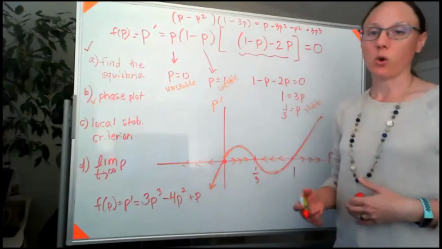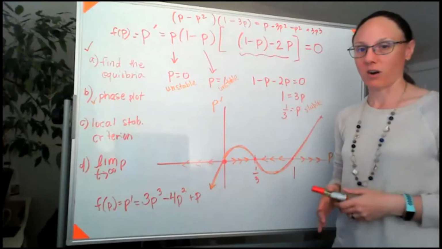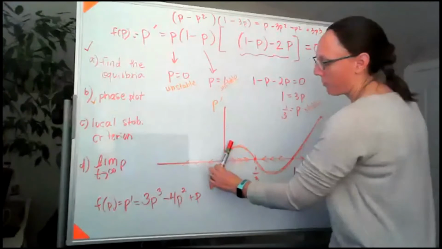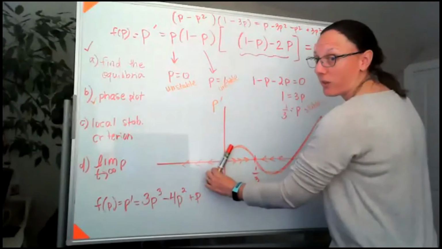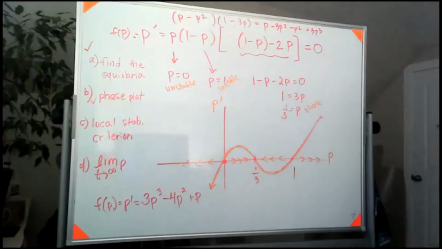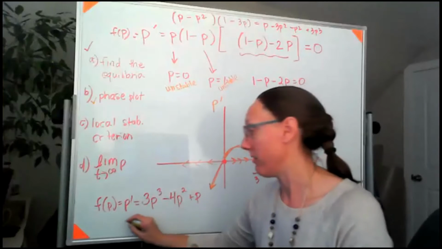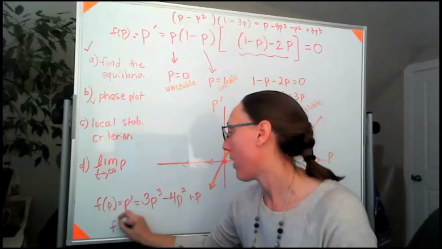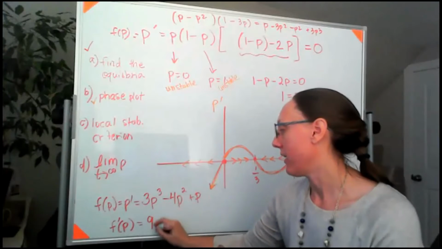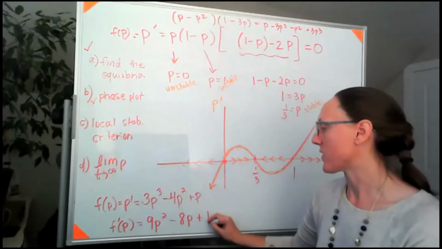So when we do that local stability criterion, what we're really looking for is on this curve, is my slope positive as I go through the equilibrium or negative as we go through the equilibrium? So I need to come to this equation and take another derivative. So I'll have f prime of p. So here I'll get 9p squared minus 8p plus 1.